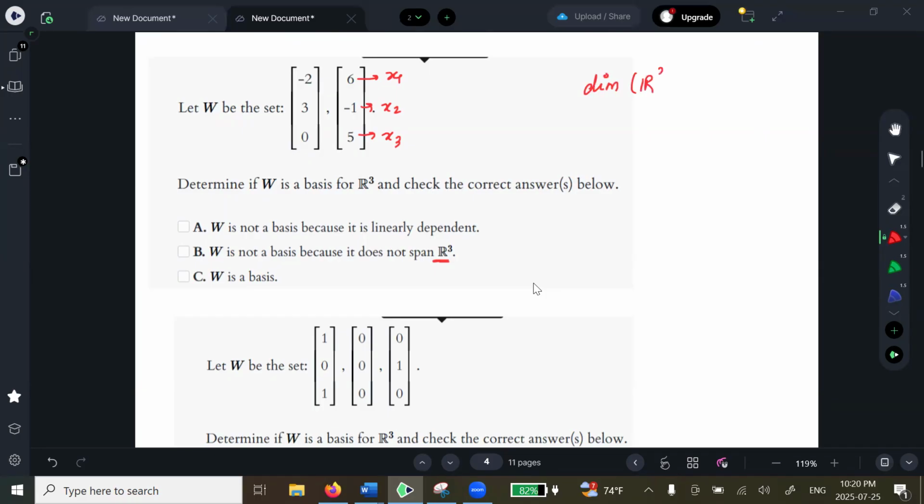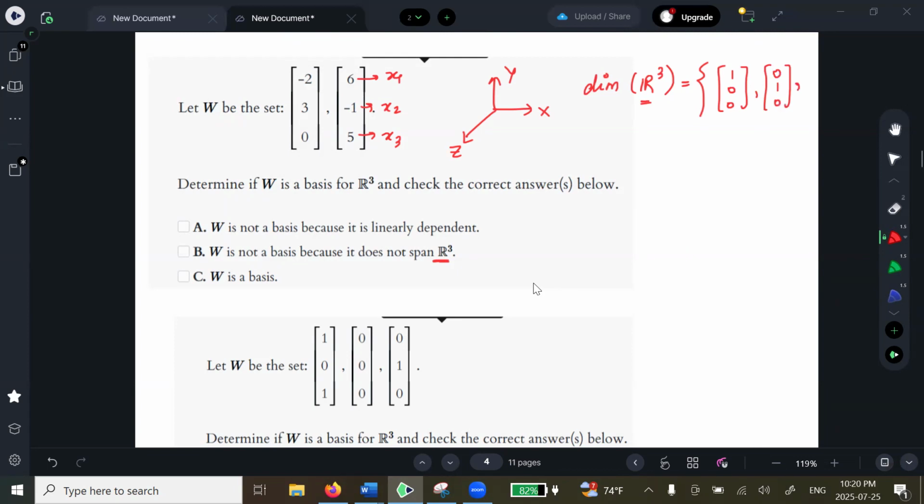Like the minimum number of vectors you need to span R3. R3 has 3 directions, right? So the minimum number of vectors you need is 3, because you need a vector along the x-axis. Think of it like this, okay?